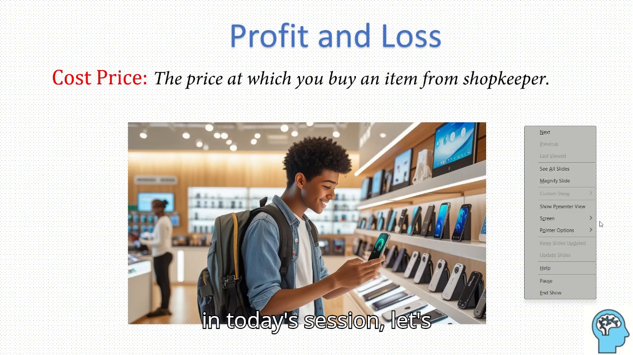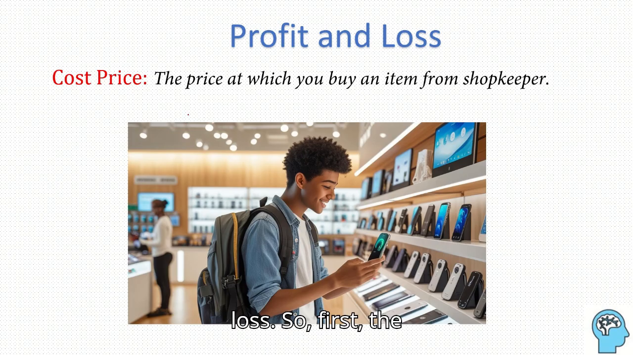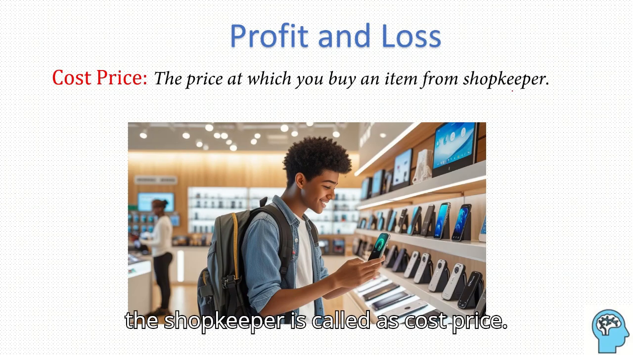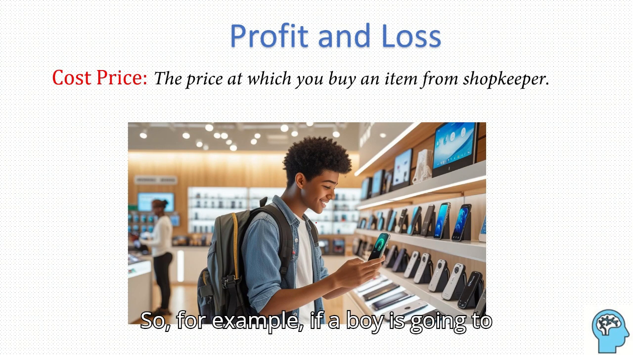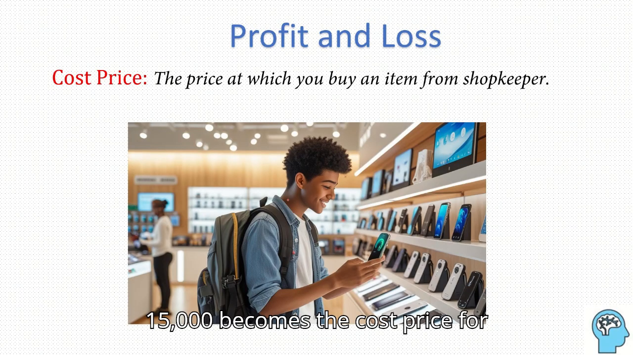In today's session, let's discuss the topic called profit and loss. First, the definition of what is cost price. The price at which you buy an item from the shopkeeper is called cost price. For example, if a boy is going to a shop to buy a cell phone, that is the cost price for him. If he is buying the item for 15,000, then 15,000 becomes the cost price for the buyer.